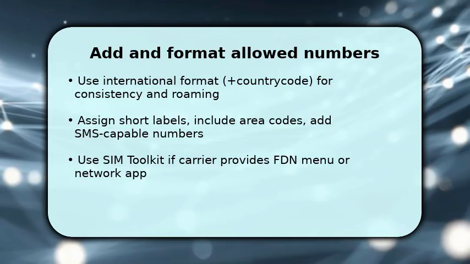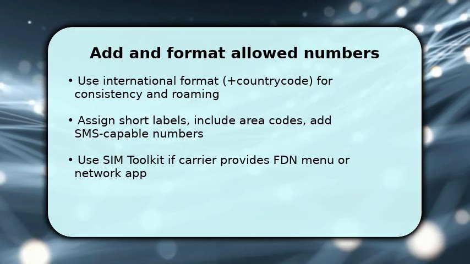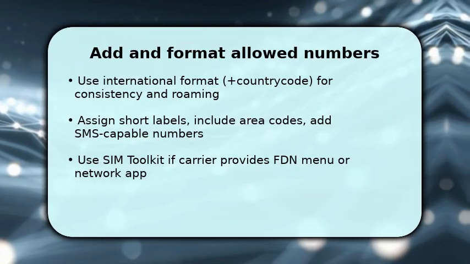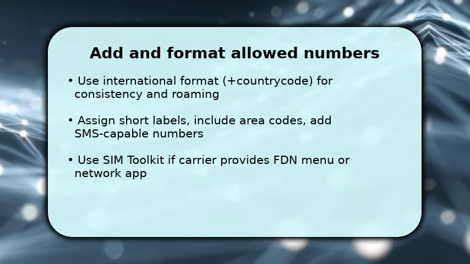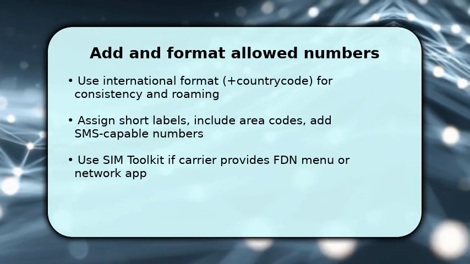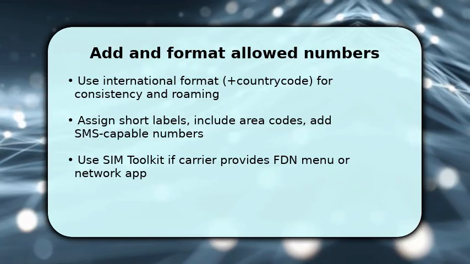Once FDN is unlocked, you add allowed numbers carefully. Use international format with a plus sign and country code to avoid mismatches when roaming. You should include full numbers with area codes and add separate entries for voicemail or SMS-capable lines if needed, labeling each clearly so you can manage them later.